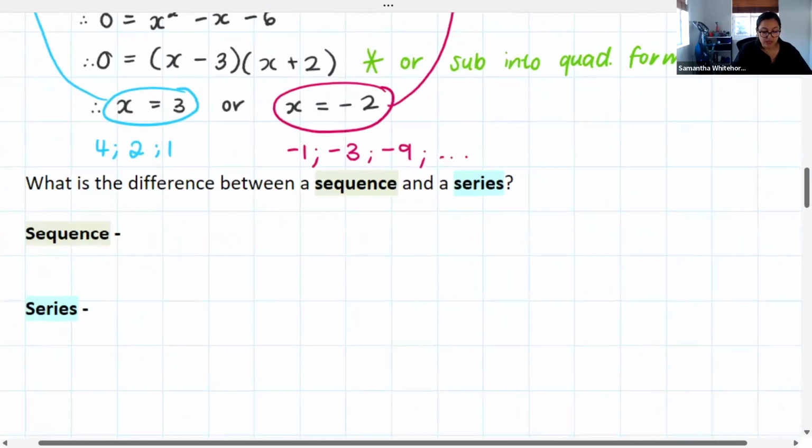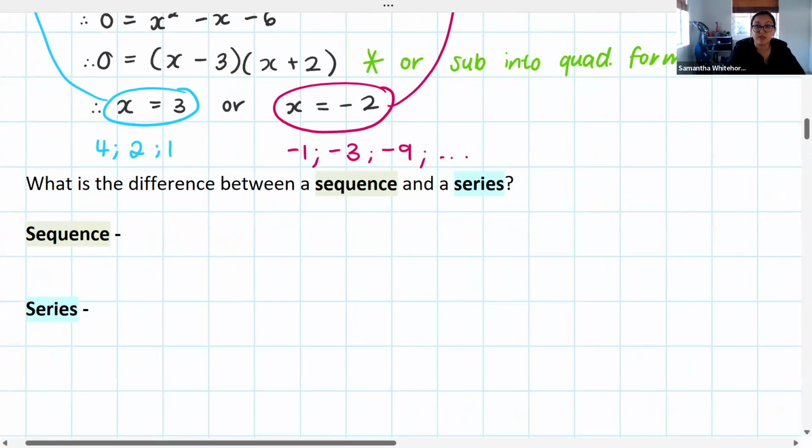So does anyone know, or can anyone tell me what the difference between a sequence and a series is? You're welcome to unmute yourself if you want. What's the difference between the two? We're having a slow Wednesday, grade 12s.